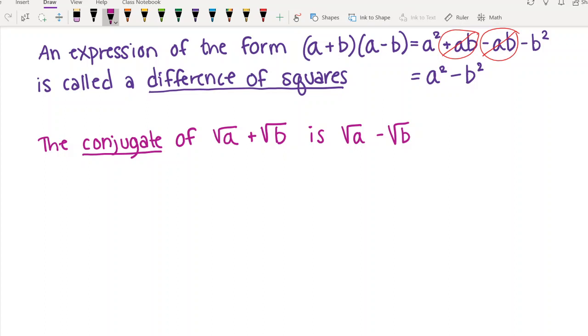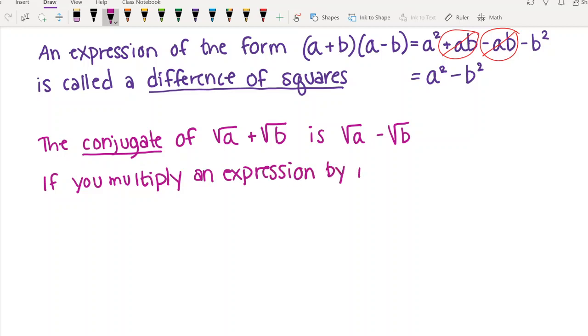So why is the conjugate a thing? Basically because if you multiply an expression by its conjugate, the same thing will happen as we saw above with the difference of squares, and it will also get rid of the square roots. So if you multiply an expression by its conjugate, all of the square roots are going to cancel out.